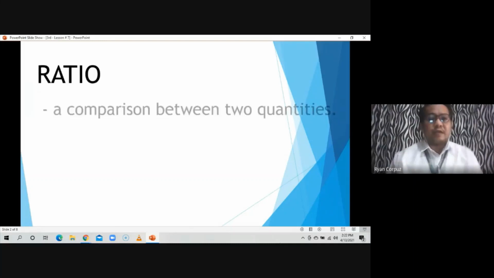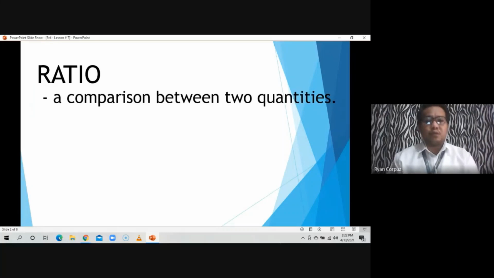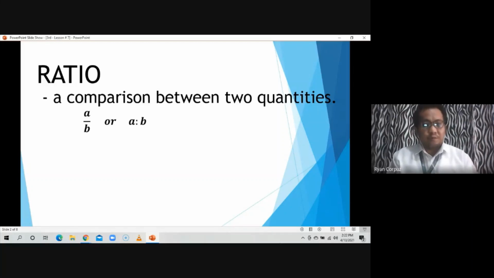So, unahin natin yung defining first what is ratio. So we define ratio as a comparison between two quantities. A comparison between two quantities. And usually, pag sinabi nating ratio, we are pertaining to the operation division. Or the best example of a ratio is a fraction, because we are there comparing two quantities. Let's take, for example, we do have here A over B. That A over B is written in fraction. Ibig sabihin, if you have seen a fraction, meaning to say, you are pertaining to a ratio.